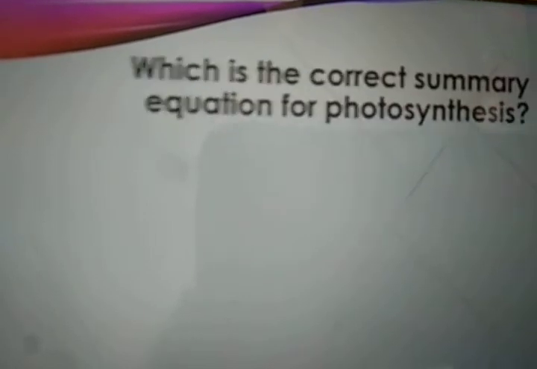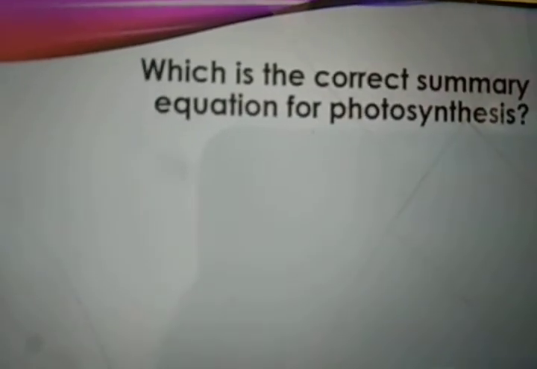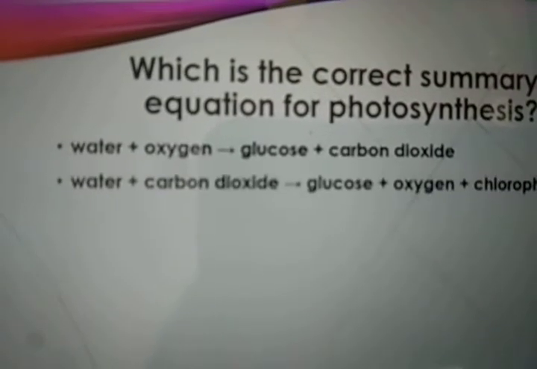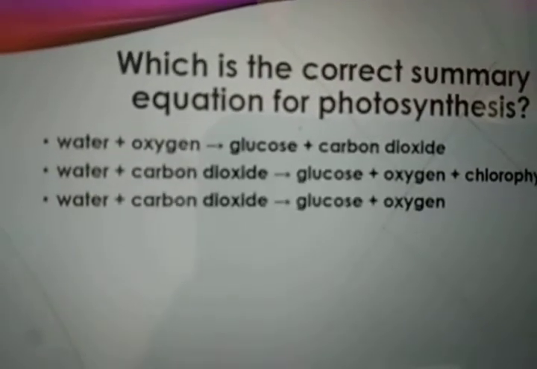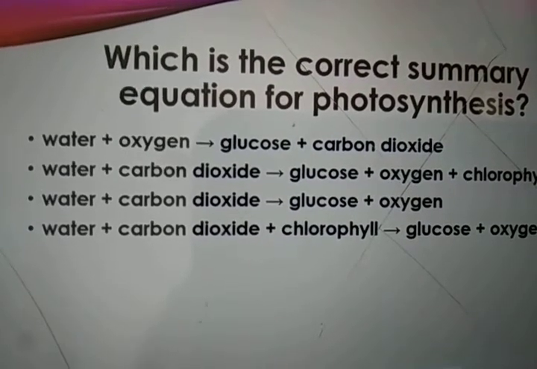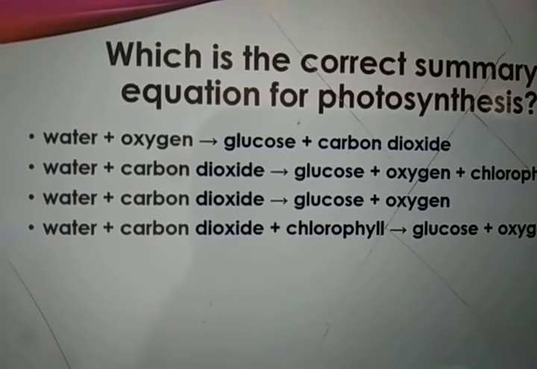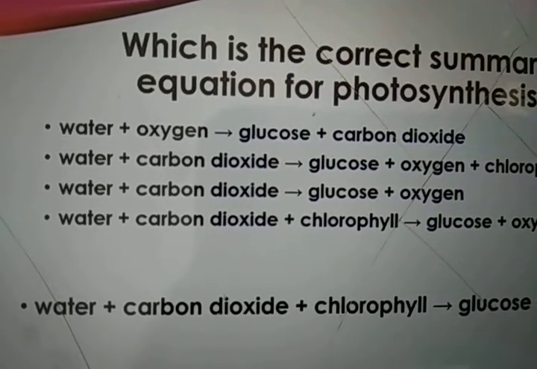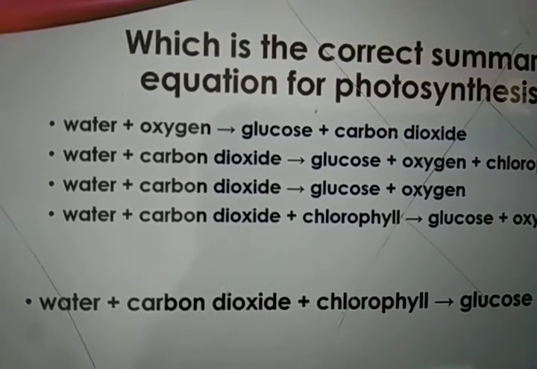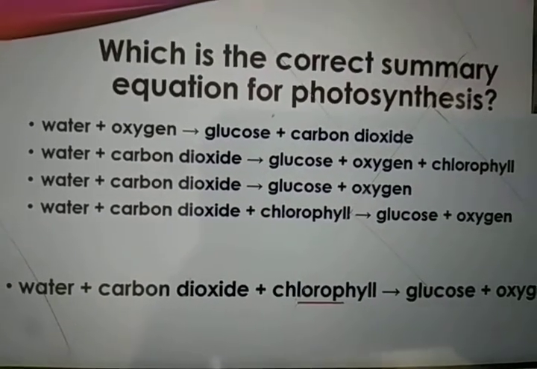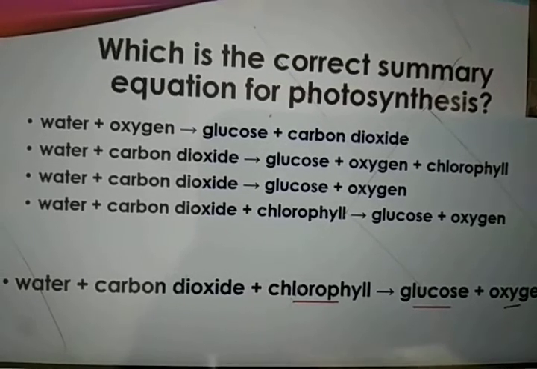Now the next question, which is the correct summary equation for photosynthesis? These are the different equations. You have to find out the correct equation for photosynthesis. And the correct answer is, when water is combined with carbon dioxide in the presence of chlorophyll, it gives glucose and oxygen.